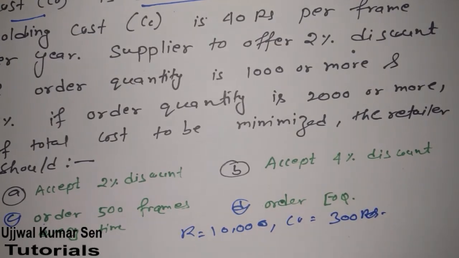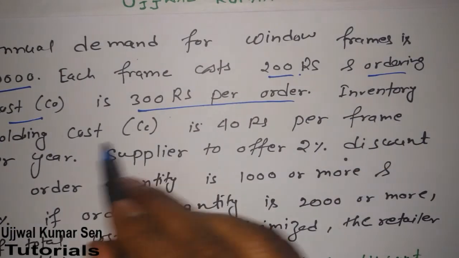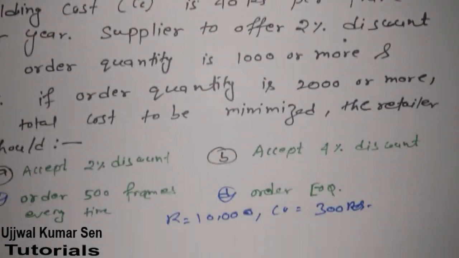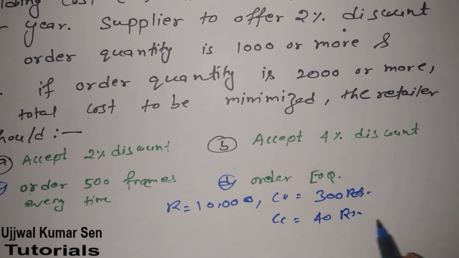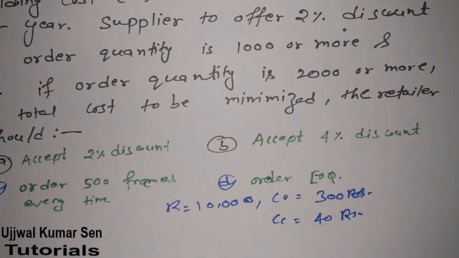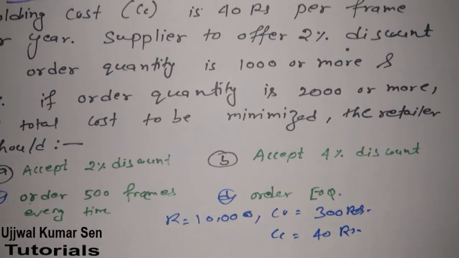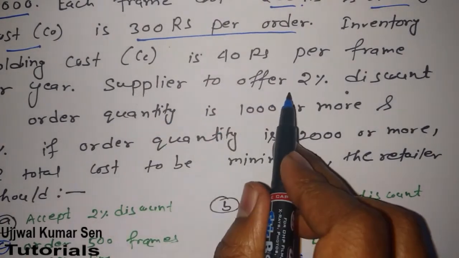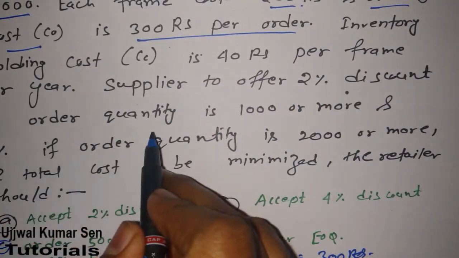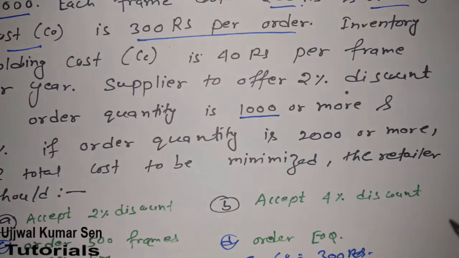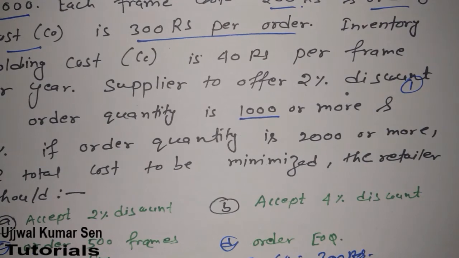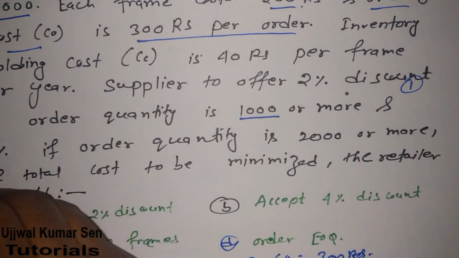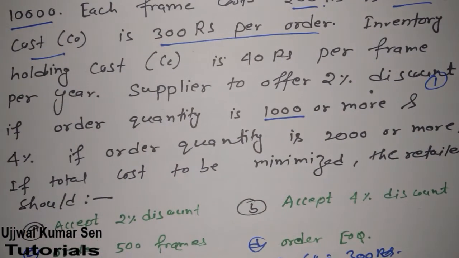Now let's read again. Inventory holding cost CC is 40 rupees. That is also known as carrying cost, that is 40 rupees per frame per year. Now the question says the supplier offers a 2% discount if the order quantity is, option 1 is here, case 1, and a 4% discount, case 2 is here.